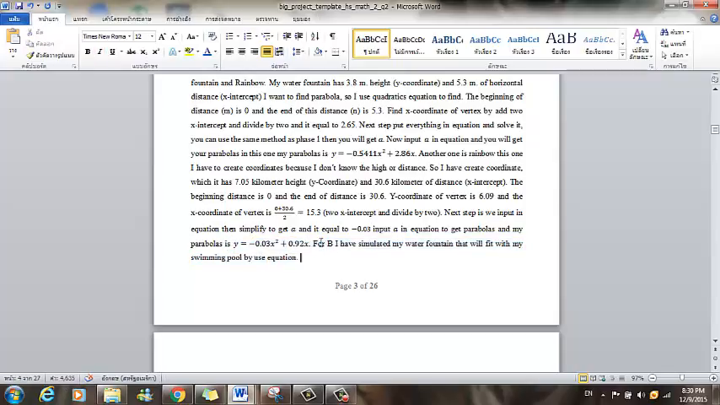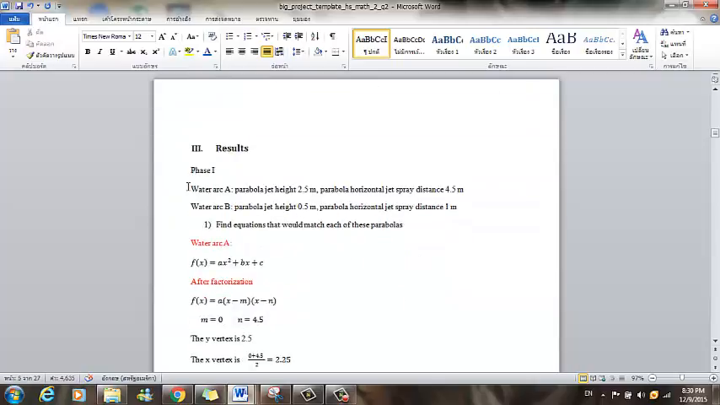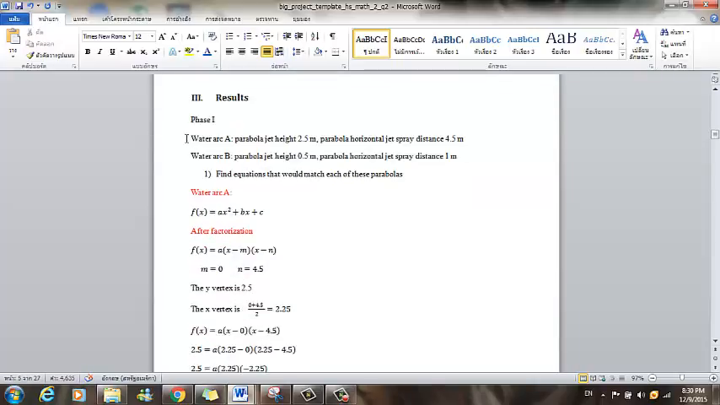And for the B section, I have to simulate my water fountain with my swimming pool to see whether it fits with my swimming pool or not by using the equation. This is the result. Phase 1 that I mentioned. This is water arc A. This is water arc B. Find the equation that will match those parabolas.